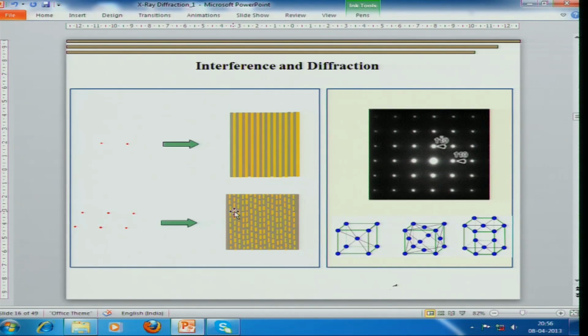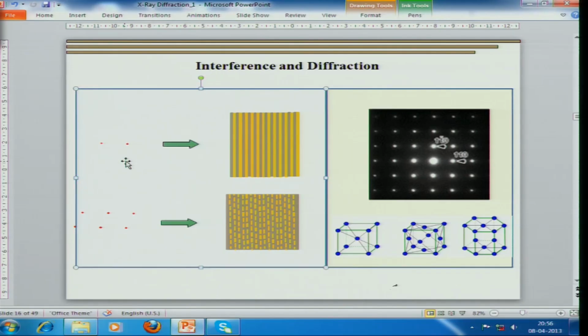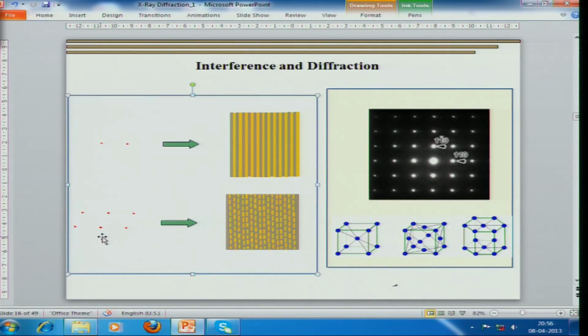Just to give you an understanding of interference and diffraction, I have shown how we can get an interference pattern from two slits as observed in the figure above. However, if we have an array of slits, we get a pattern comprising dark spots, shown here in gray, and bright spots, shown here in yellow.